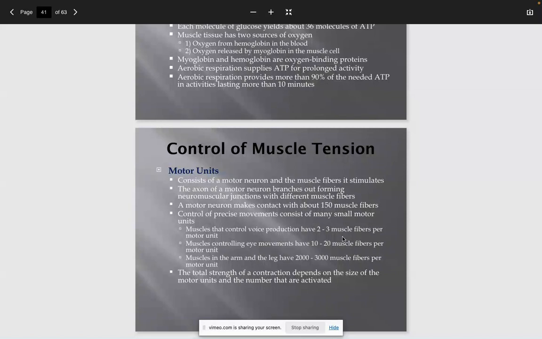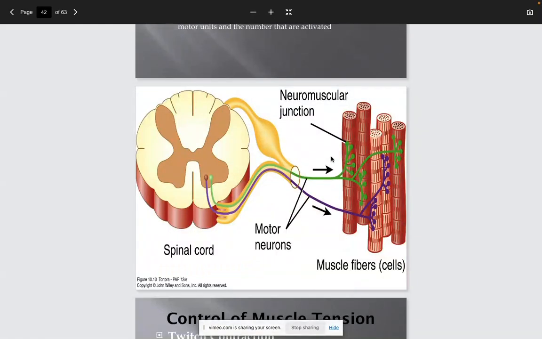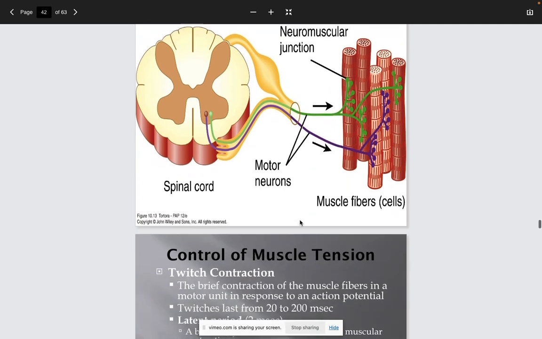Voice production has 2 to 3. Eye movements has 10 to 20. Muscles in the arms have more. So, as the muscle continues to grow in size, if you're working out and hypertrophy occurs, you're going to increase the amount of motor units, thus increasing the number of axons and neuromuscular junctions. This is an example of a motor unit. This is the spinal cord, which is projecting these motor neurons out, and they're going to different muscle fibers here. So again, the motor neuron and the muscle fiber itself make up a motor unit.